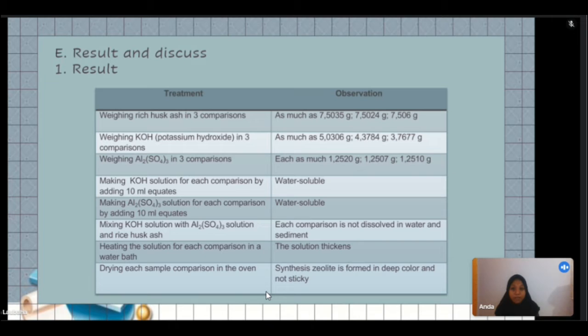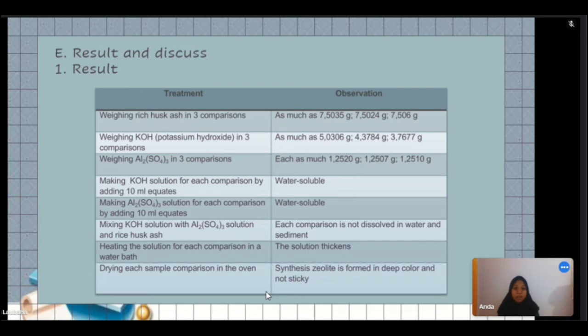Result and discussion. 1. Result, treatment and observation. Weigh rice husk in 3 compressions as much as 7.5035 grams, or 7.5024 grams, or 7.506 grams. 2. Weigh KOH, potassium hydroxide, in 3 compressions.